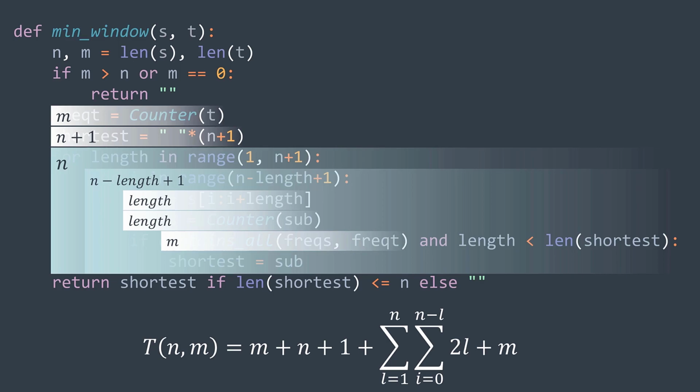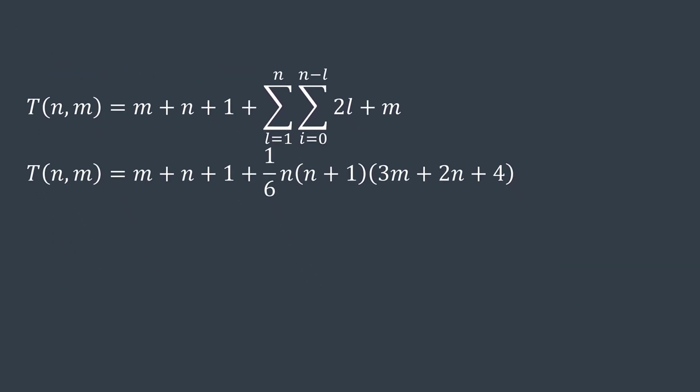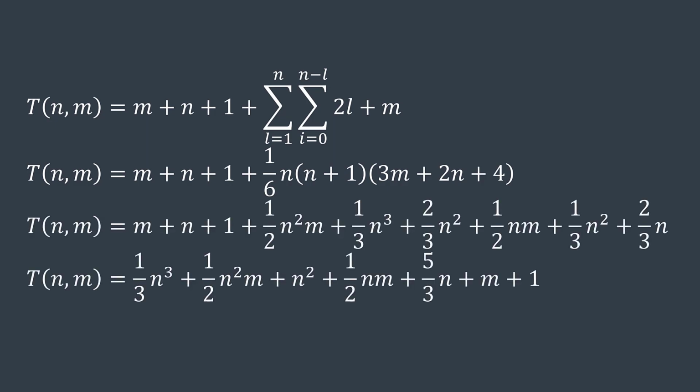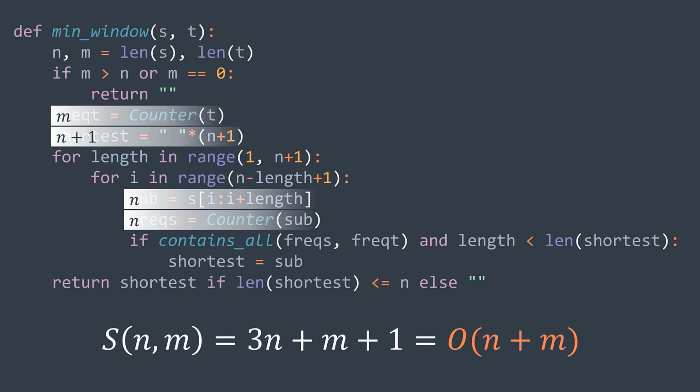We get this sum, which is equal to 1 divided by 6 times n plus 1 times 3n plus 2n plus 4. We simplify, and in the worst case t is shorter than s, so m is smaller than n, we get an O of n cubed time complexity. And for the space complexity, we have n for frec_t, n plus 1 for shortest, n for sub, and n for frec_s. We get 3n plus m plus 1, which gives an O of n plus m space complexity.